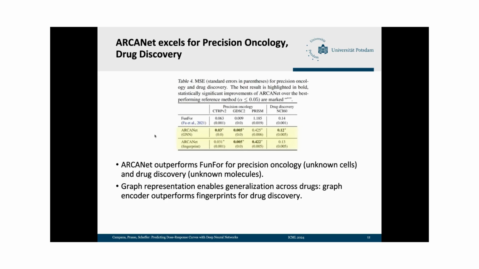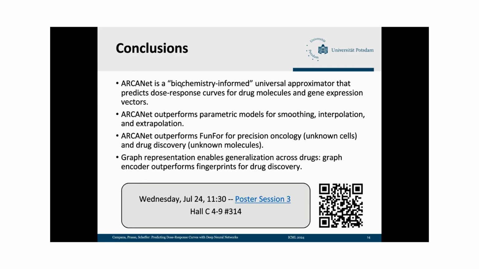We also studied the performance of our model in the zero-shot settings of precision oncology and drug discovery, and here we compared it to FAM4, Functional Random Forest, a method from 2021 that also tries to predict complete dose response curves. In the precision oncology setting and in the drug discovery setting, our model consistently outperformed FAM4, and furthermore, and interestingly, we observed that in the drug discovery setting, the graph-based representation achieves the best performance. We think that this is because this representation is more powerful, and this is crucial for the generalization to new molecules.